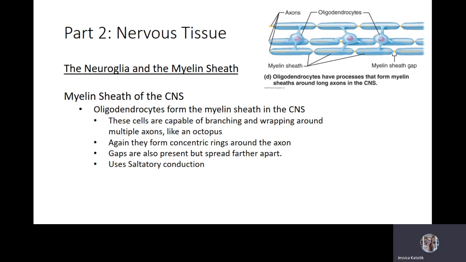What is different than that of the Schwann cell is that the oligodendrocyte actually is shaped almost like an octopus. It has many different branches coming out, and it can wrap around multiple axons simultaneously. So not only forming the myelin sheath, it can also function to hold these axons and organize these axons together.